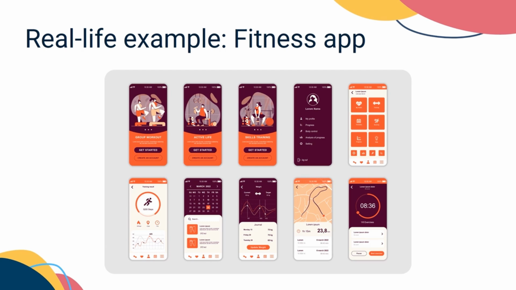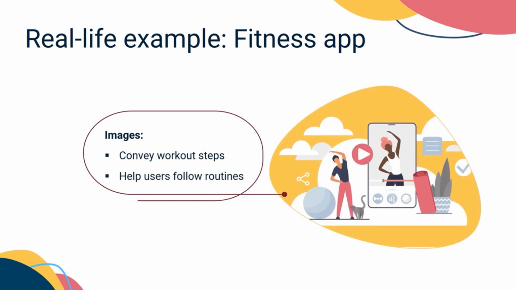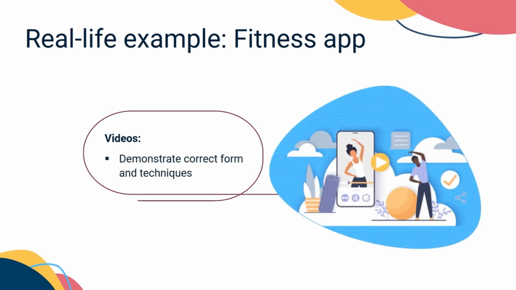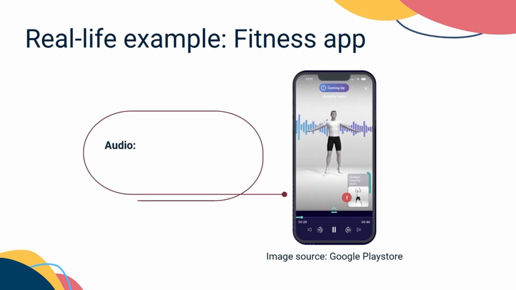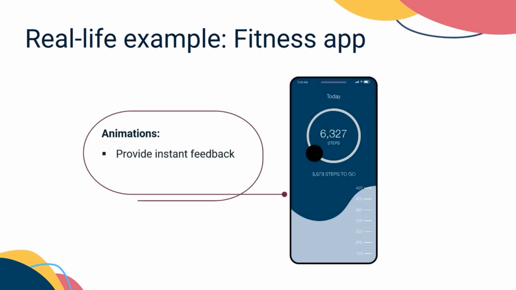Picture a fitness app designed to keep users motivated and on track, using a mix of media such as images, videos, audio, and animations to make workouts engaging and easy to follow. High-quality images display workout routines, making it easy for users to grasp each exercise quickly. Short videos guide users through each movement, ensuring they perform exercises with the correct form and technique. Motivational audio tracks and voice instructions help users focus and push through their workout sessions. Smooth animations provide instant feedback, rewarding users with a checkmark or progress bar as they complete each exercise.